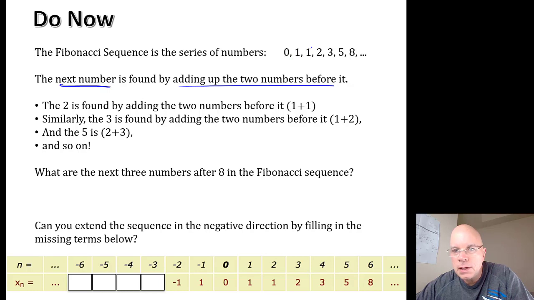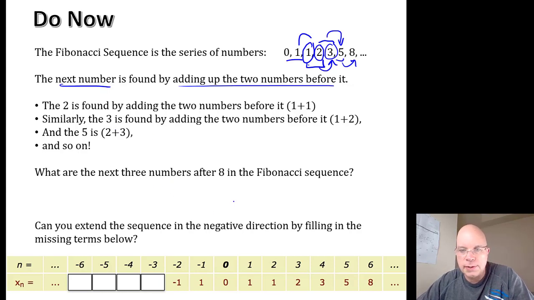So 1 is found by adding the two numbers before it. 0 plus 1 is 1. 2 is found by adding the two numbers before it. The 1 plus 1 is 2. And then the 3 is given by the 1 plus 2 is 3. And it just keeps going like that. 2 plus 3 is 5. 3 plus 5 is 8, etc.